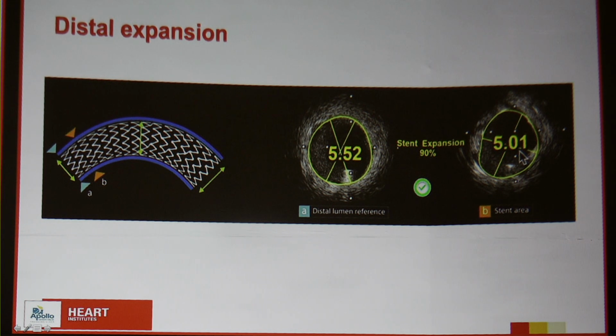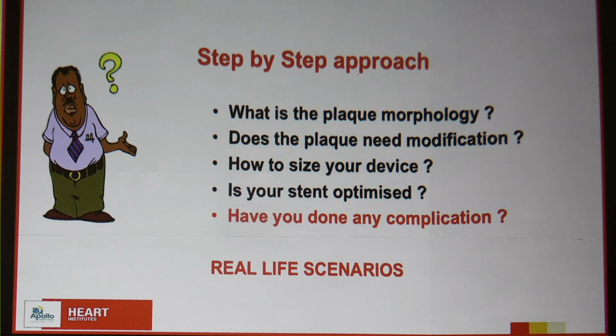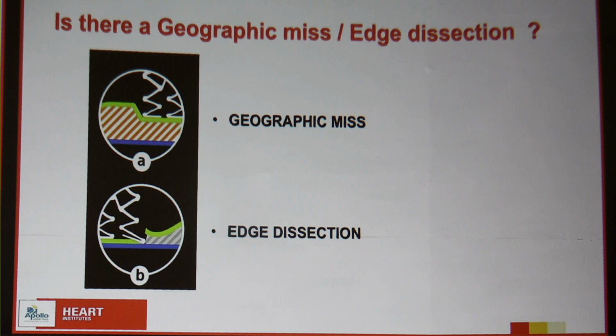So here you have to do a little bit of work. You have to ask your tech to calculate the normal segment and see that you do a 90% dilatation. The last step is, have you caused any complication? So now this is what happens.